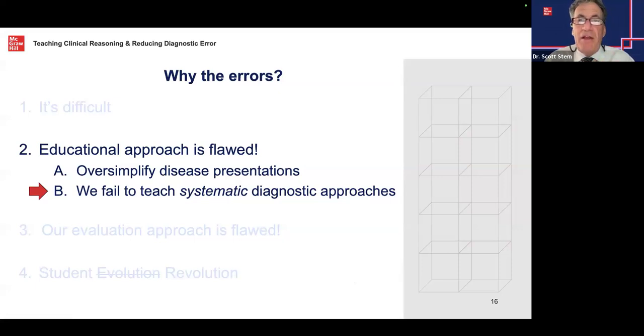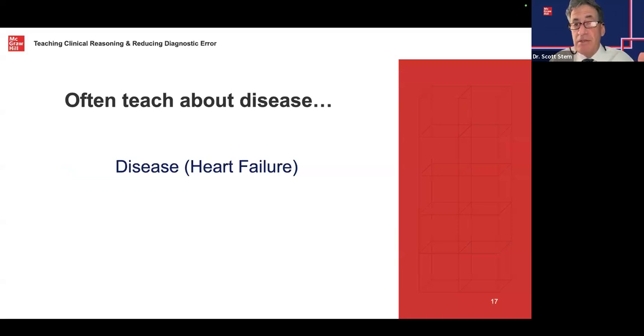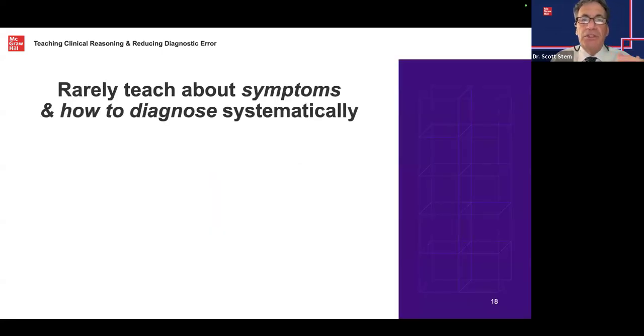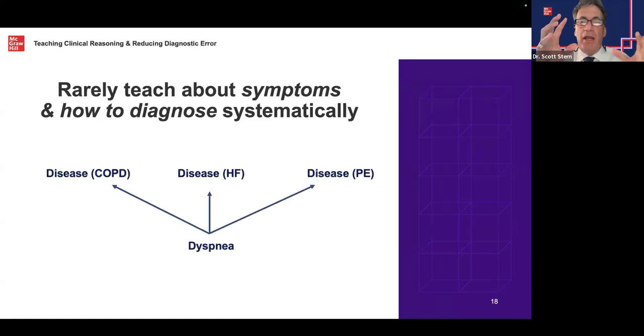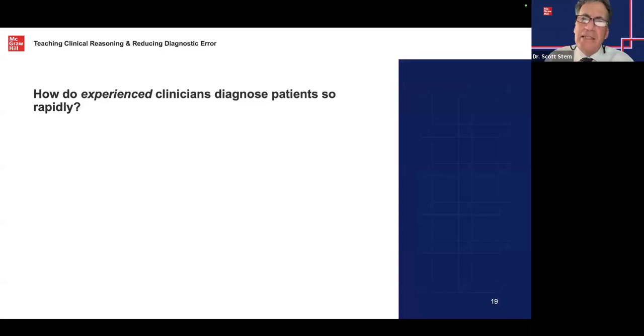Another huge problem is we fail to teach systematic diagnostic approaches. We do talk about disease, and we'll tell them about heart failure, and it causes shortness of breath and edema and orthopnea, paroxysmal nocturnal dyspnea, but we don't teach them how to diagnose patients systematically. We don't start with dyspnea and say, okay, here's a systematic approach to dyspnea. How are you going to determine whether it's COPD, heart failure, pulmonary embolism, interstitial lung disease, pneumonia, et cetera, et cetera?